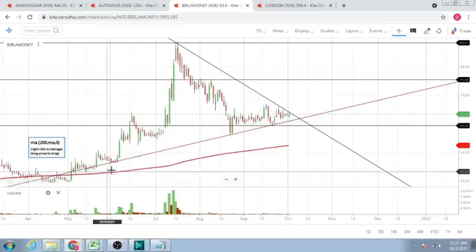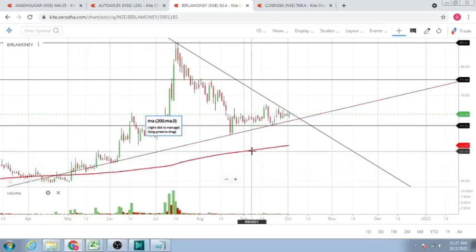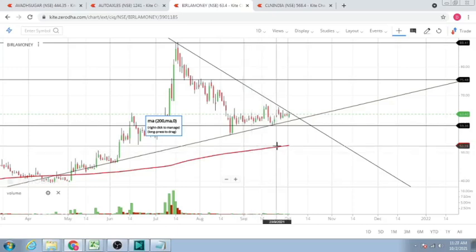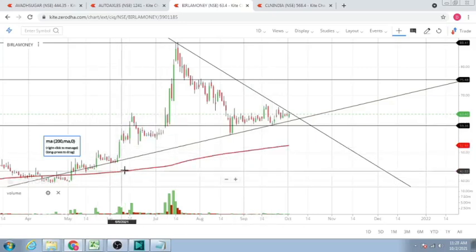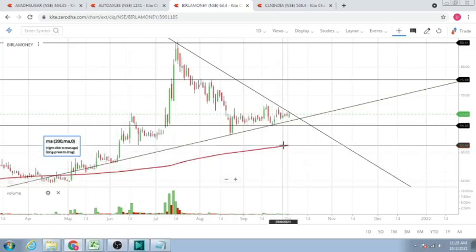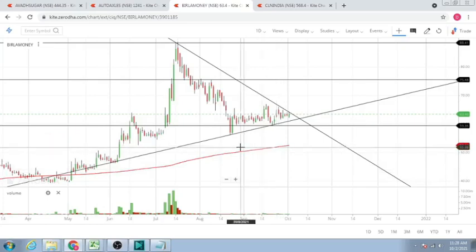Now you have a 200-day simple moving average. Trading above the 200-day SMA is always considered to be the final word as far as the long-term trend is concerned. So anything trading above this is considered to be in an uptrend.